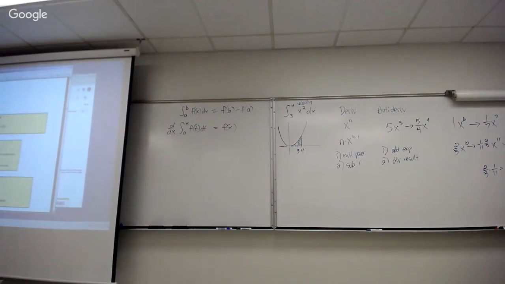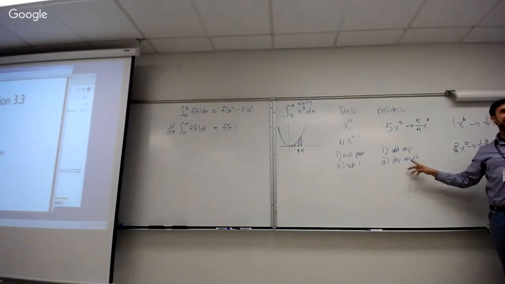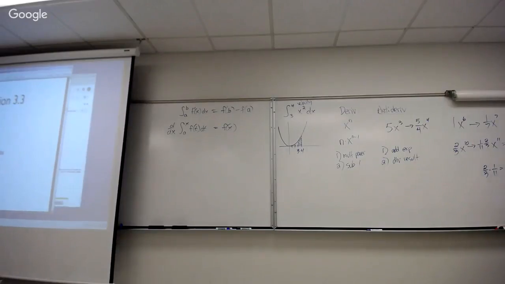So these are the formulas we were just talking about. In section 3.3, we're going to see more antiderivative formulas. Well, we already know one antiderivative formula. That's the antiderivative of the power rule. And we just practiced that a couple times. So now we get to see some more antiderivative formulas.